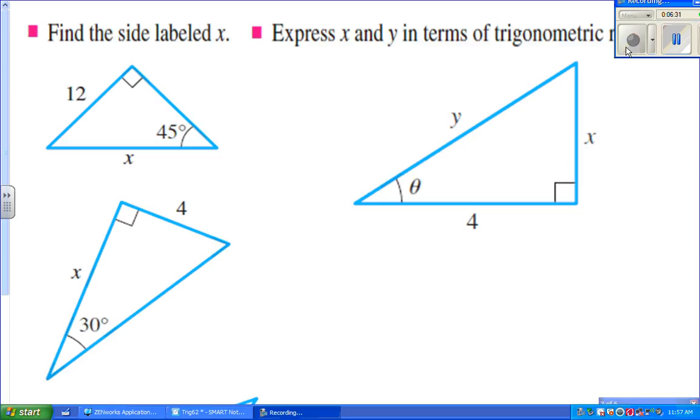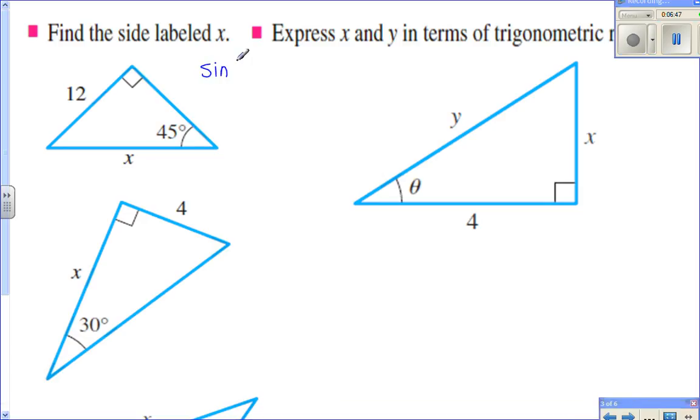Okay, so now they want us to find this side labeled x. So the first thing that you have to do is figure out what you have. So we have this angle, 45, and then we have the opposite and the hypotenuse. So opposite and hypotenuse is sine. So we would have sine of 45 degrees equals, we know the opposite is 12 and the hypotenuse is x, and then we have to solve for x. So we'd have to multiply both sides by x, divide both sides by sine of 45, which just switches these things. So we would have x equals 12 over sine of 45.